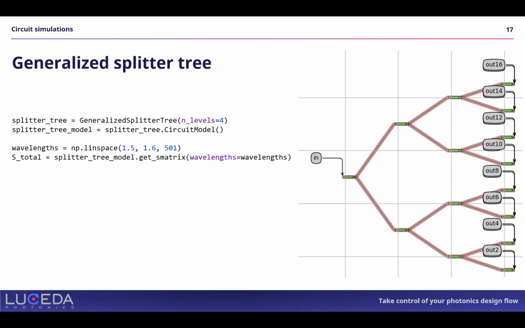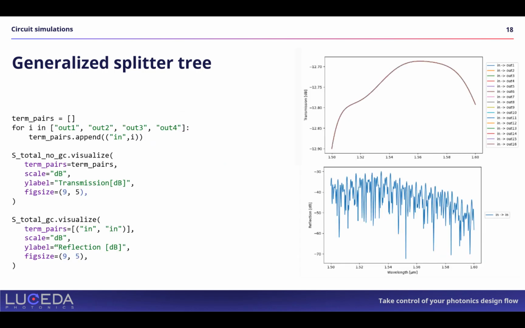We now return to the generalized splitter tree from the circuit layout tutorial. As layout and simulation are tightly linked in IPKISS, because of how we implemented it, it's now possible to run a circuit simulation of a splitter tree with any number of levels. Everything changes automatically by simply changing one parameter, the number of levels of our P-cell. To visualize the final S matrix, we loop over all the output ports and plot the transmission.